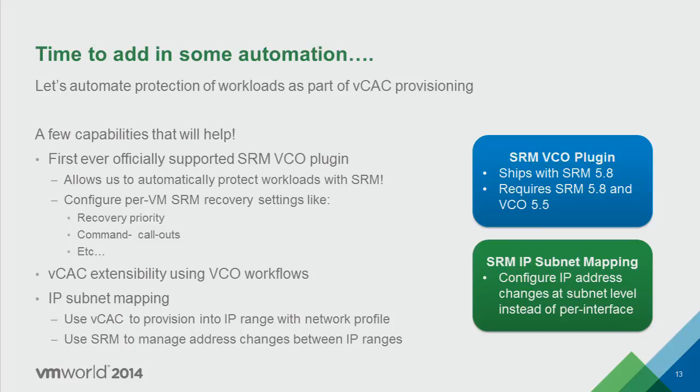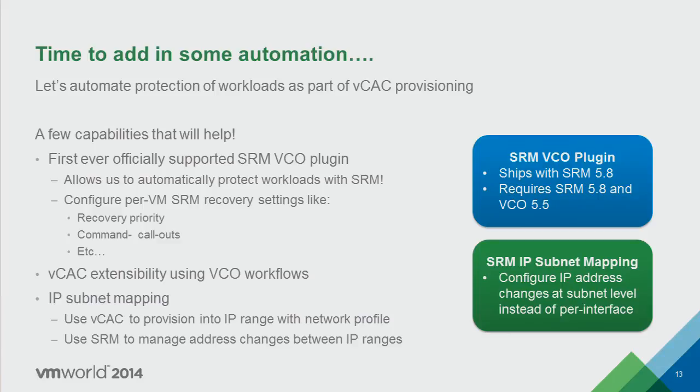And the third thing is not strictly related to this, but I really want to call it out because I think it works well in this kind of environment. It's one of the new features we delivered in SRM 5.8, which is IP subnet mapping. For those of you familiar with SRM, if you have to change IP addresses, there are two ways of doing it today. First, you go into the UI, right-click the VM that you're protecting, and configure the IP address on the recovery site and the protected site.